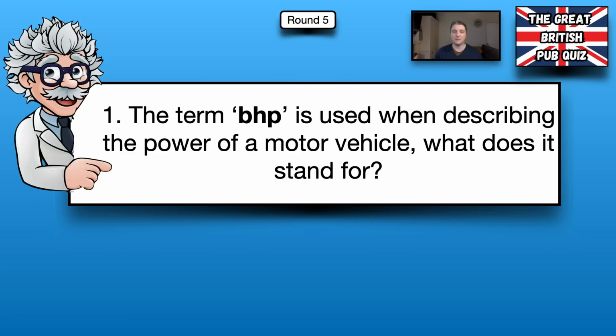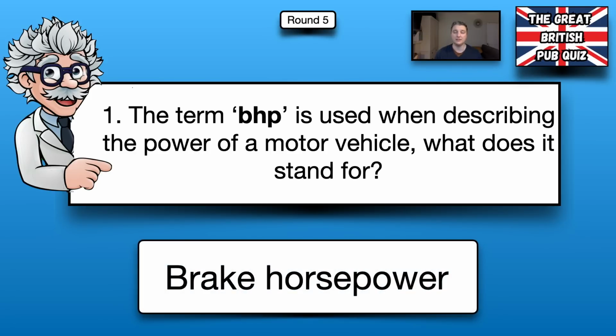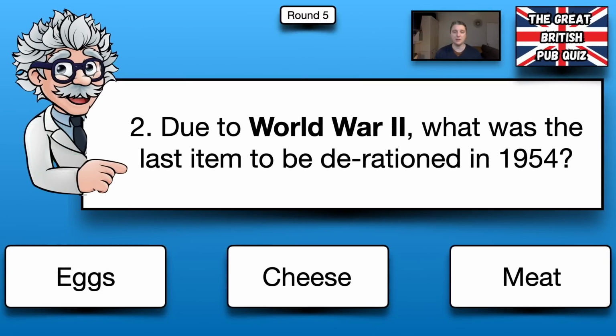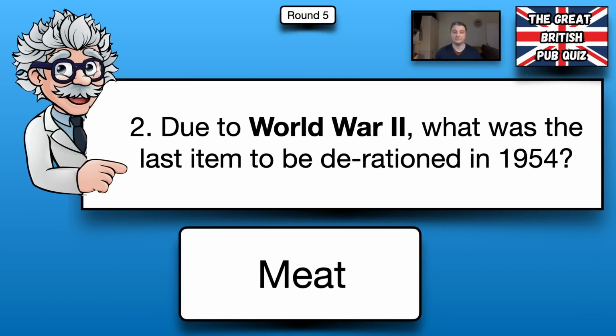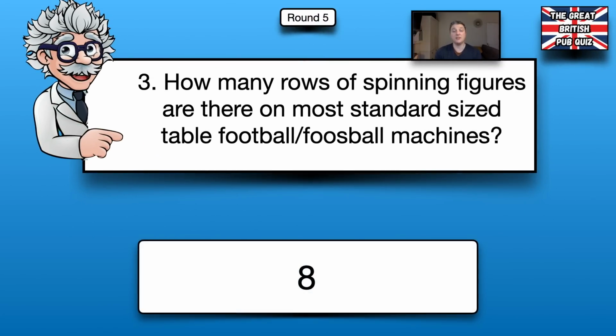The answers for round 5. Number 1, BHP stands for brake horsepower. And number 2, the last item to be de-rationed was meat. And number 3, the number of rows of spinning figures on a table football machine is 8. On the standard ones anyway. I know the smaller ones there are less.